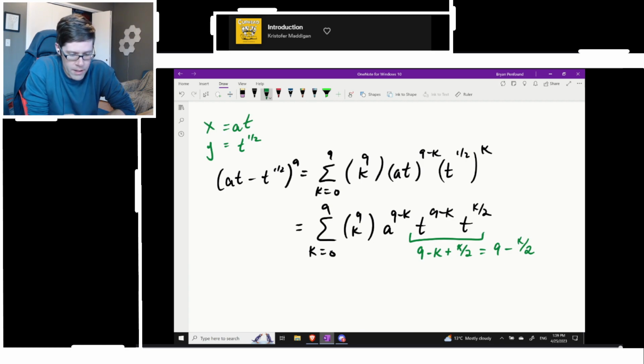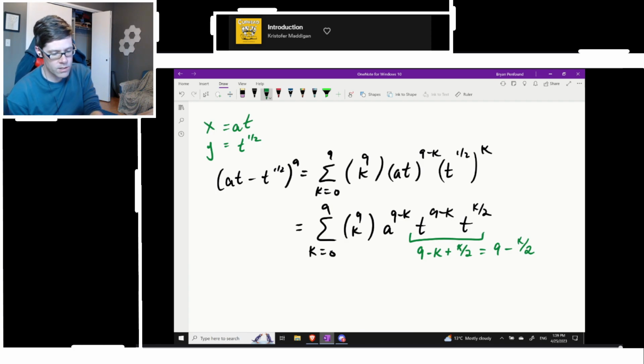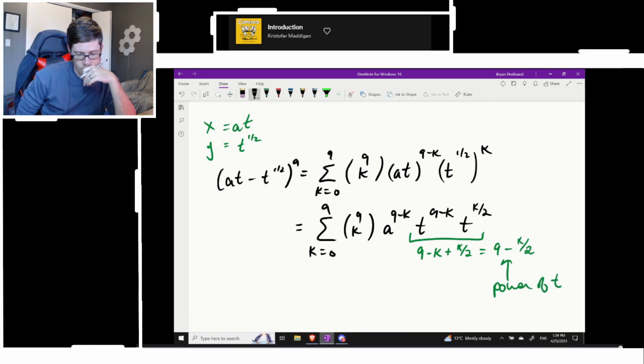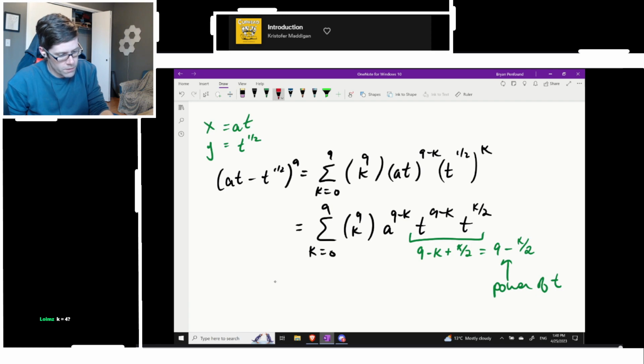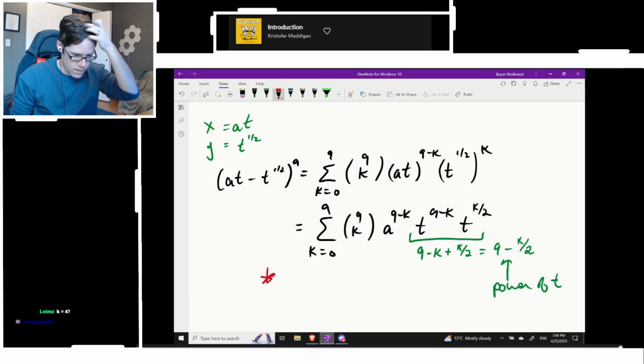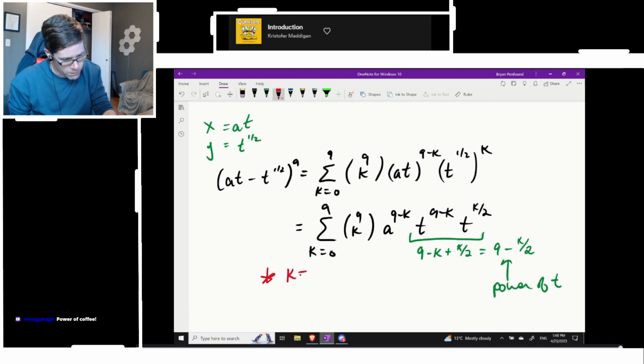So I think that's the play. I think we need to figure out what potential values of k are going to give us a power of 7, right? So this is the power of t here. And what do we need? Do we need k is equal to 4? That's the only one that'll work, right? K is equal to 4? Okay, so I think that kind of solves the first problem. What value of k is this going to work? So we need k is equal to 4 for t to the 7. So let's try to sub that in.